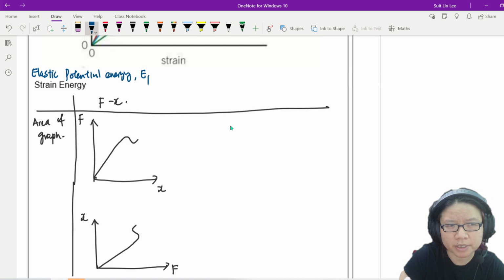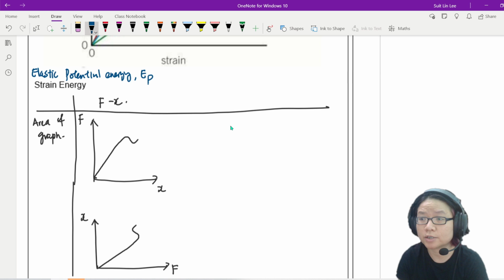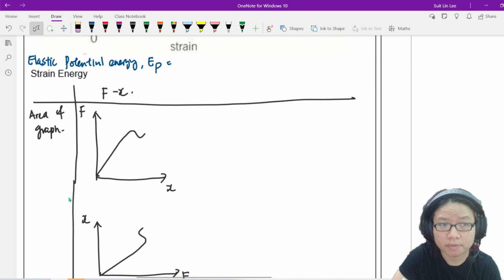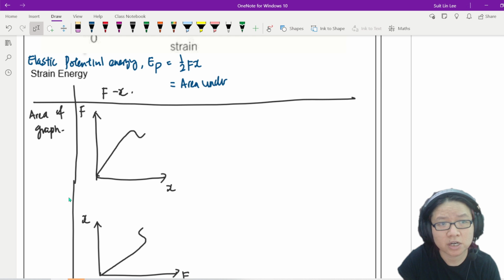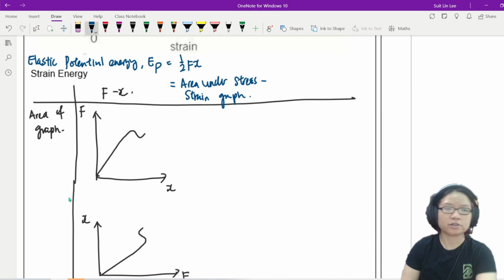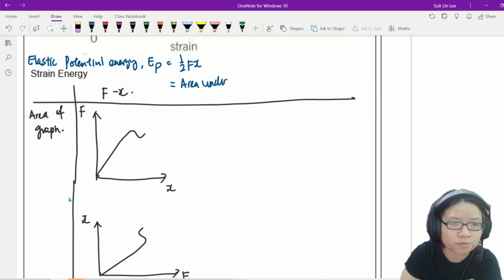Maybe I'll call this EP for this particular recording. Okay, so elastic potential energy, EP, can generally be calculated by half Fx, or it's actually the area under the stress-strain graph. Sorry, not the area under the stress-strain graph. I'm stressed, so this is also wrong. It's the area under the force-extension graph.